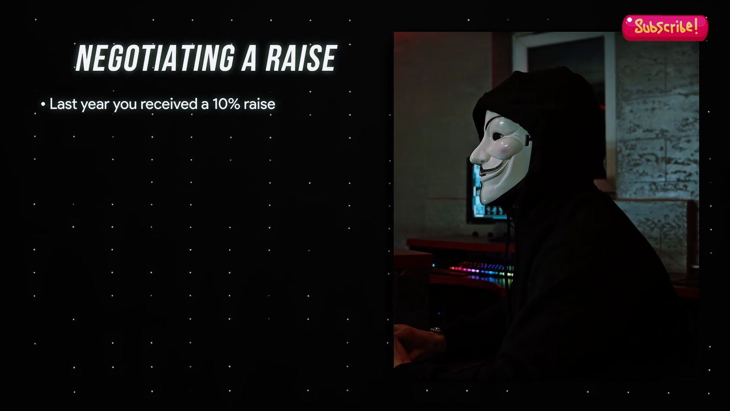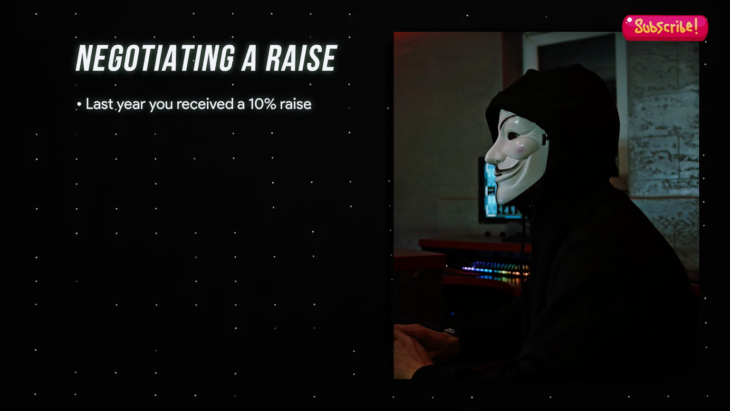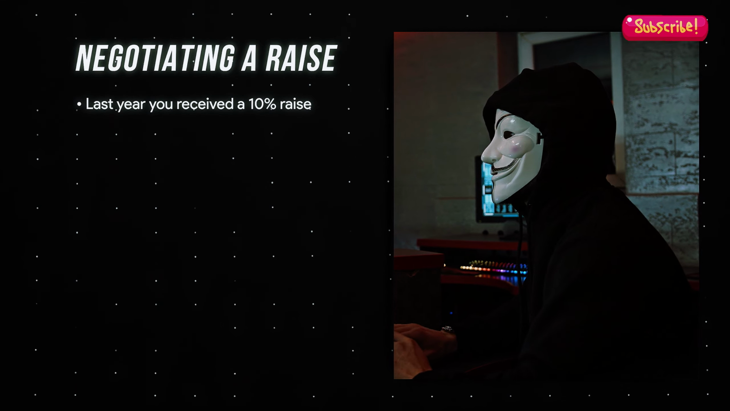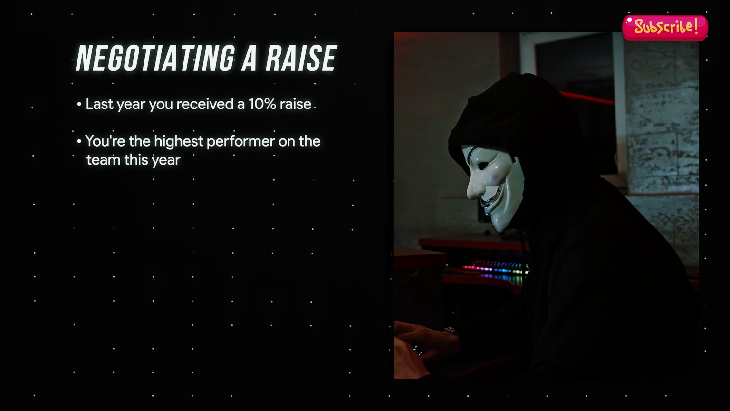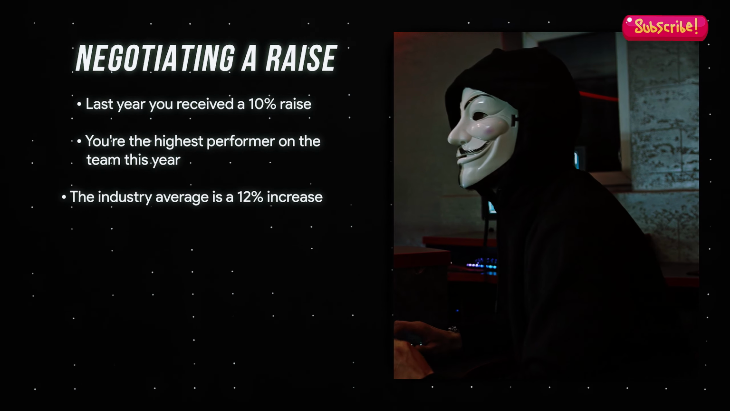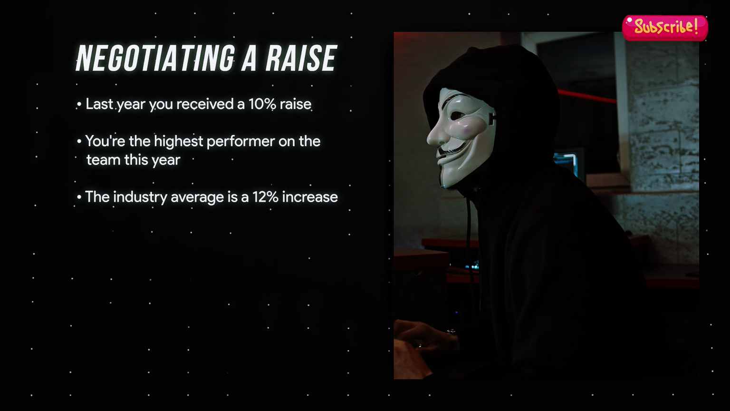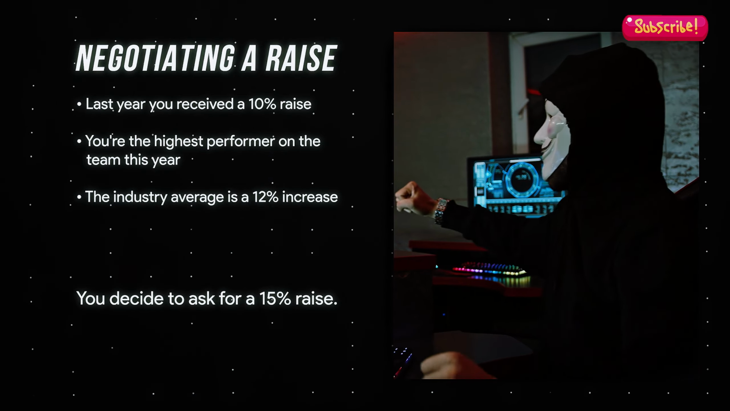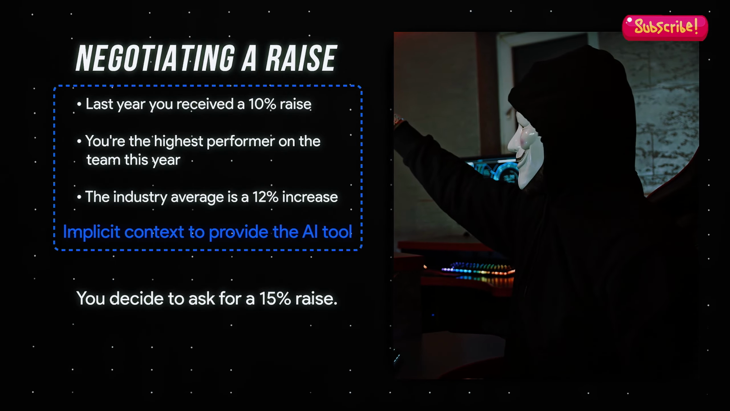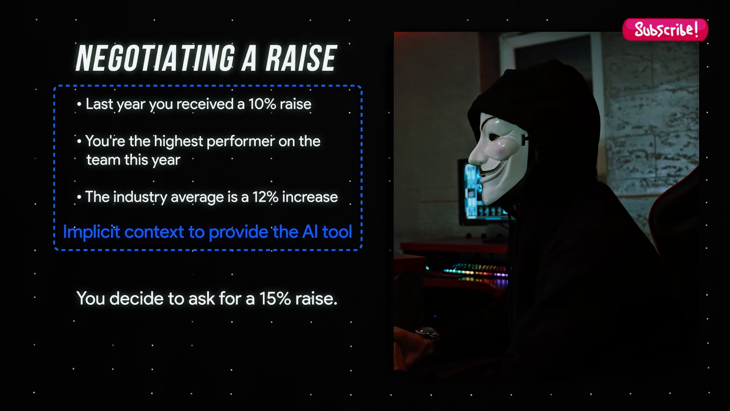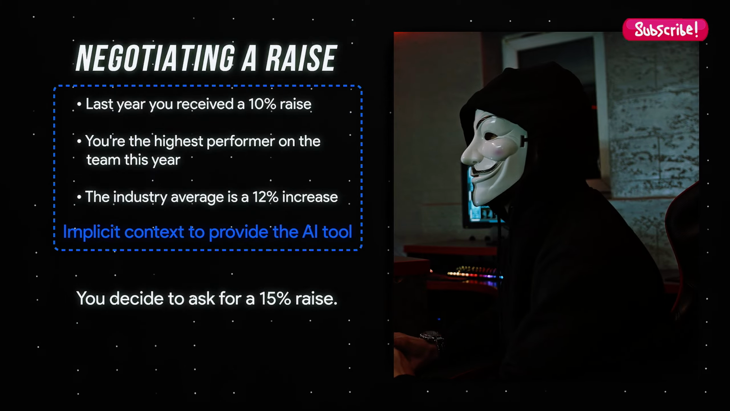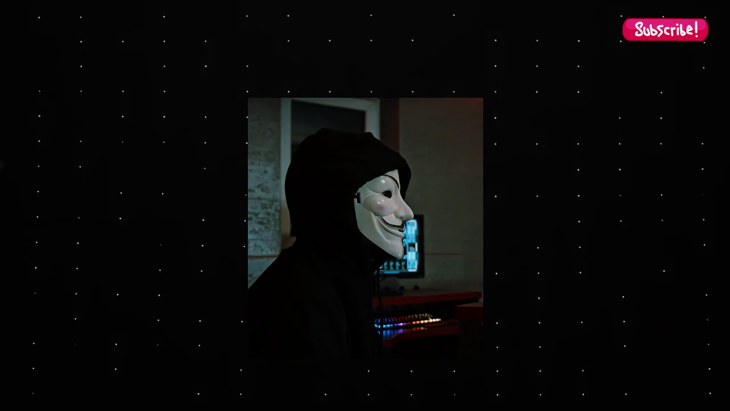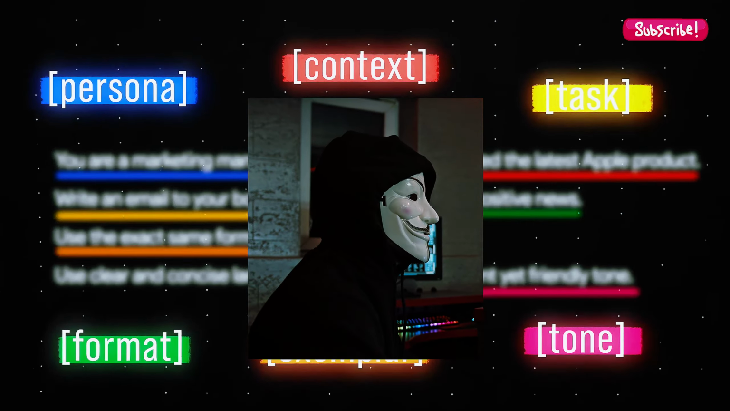Another example might be, you're preparing to negotiate a raise with your boss. You know in your head that last year you received a 10% increase. This year, you're the highest performer on the team, and the industry average is a 12% increase. So you decide to ask for a 15% raise. If you leave out all that implied context when brainstorming negotiation techniques with an AI tool, you will receive a lower quality, aka more generic output.